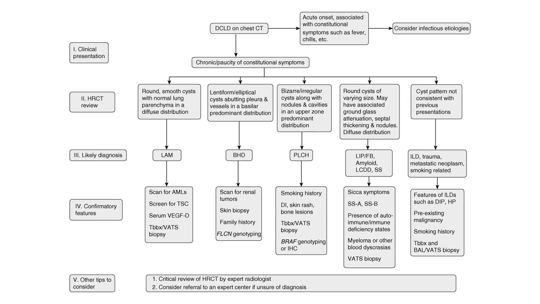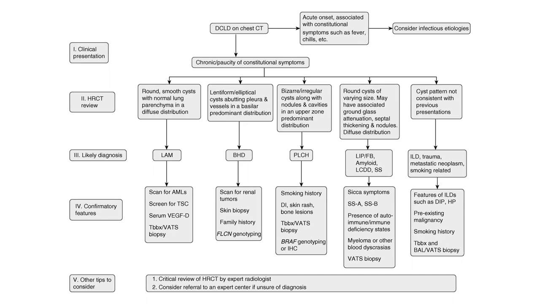If you see round cysts of varying size and they have associated areas of ground glass attenuation, septal thickening, nodularity with a very diffuse distribution, then you can think about LIP or FB, amyloid, light chain deposition, and Sjögren's. And you're going to elicit appropriate symptoms. You can do your autoimmune workup for these patients. And you can also pursue tissue diagnosis in these patients.